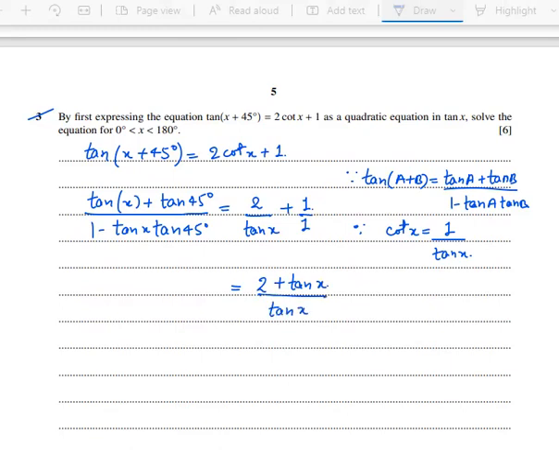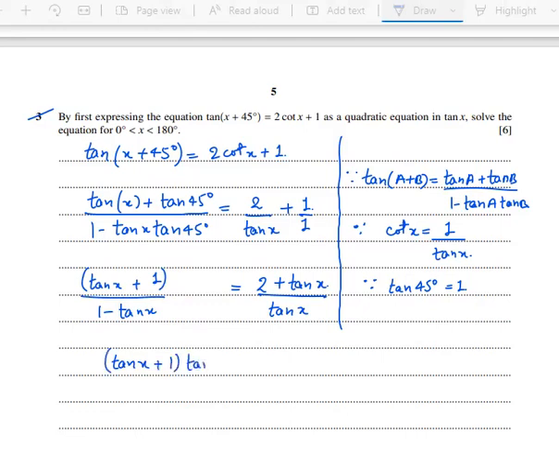Now tan 45 degrees, I can write here, this is my given set of information, since tan 45 degrees is equal to 1. Right, students? So I can write here tan x plus 1 divided by 1 minus tan x into 1, which is tan x only. Tan 45 is 1. Now I can cross multiply. So I'll get tan x plus 1 multiplied by tan x is equal to this whole thing, taking it this side, and this one, taking it this side. So 2 plus tan x multiplied by 1 minus tan x.